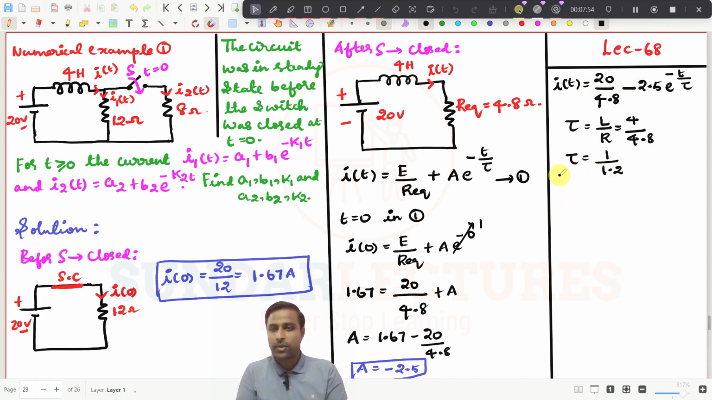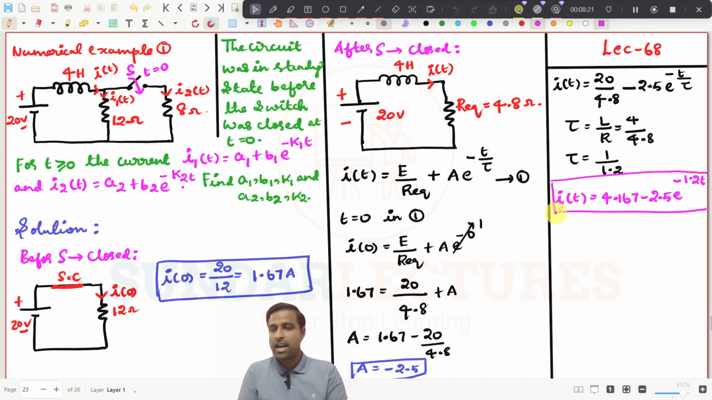If you substitute in this expression, I will get the final answer: I of t can be written as, what is 20 divided by 4.8? I am just getting it to be 4.167 minus 2.5 e power minus this tau value, it will be inverse, right? So it will be 1.2 t. So this is the final expression for I of t. Now I have found what is I of t, right? Now I know what is I of t.